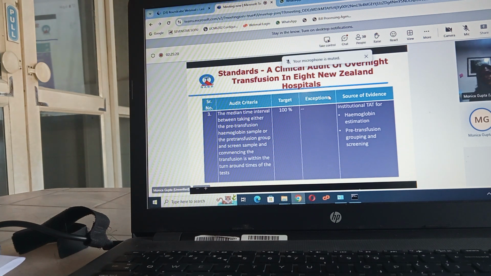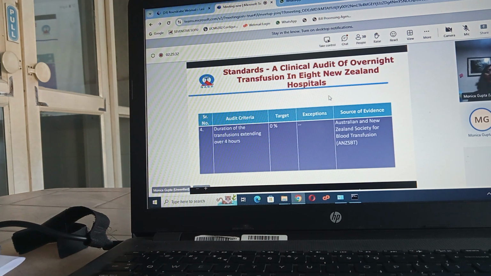So the first standard was based on Australasian standards. The second one on NHS. The third standard is based on institutional policy. Duration of transfusion extending beyond 4 hours, right? So again, 0%, and the evidence is a maximum of 4 hours.